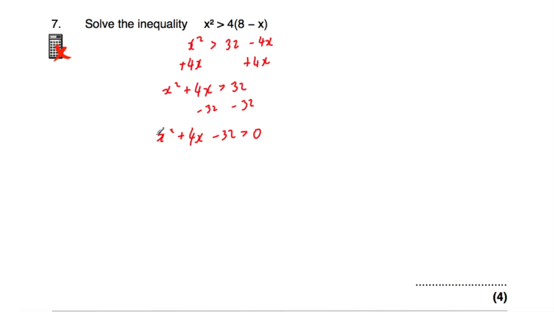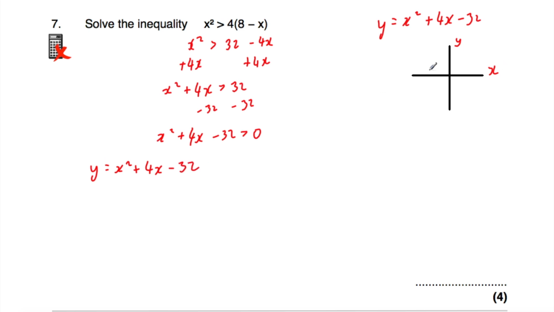So now what we're going to do is we're going to sketch the graph of y equals x squared plus 4x minus 32. So we're going to sketch that quadratic. So let's draw our x-axis and our y-axis. Let's label them. So we've got our x and our y-axis. We want to sketch this quadratic, so we're going to let y equals x squared plus 4x minus 32. We want to find where it crosses the x-axis, so we're going to let y equal 0. So 0 equals x squared plus 4x minus 32.